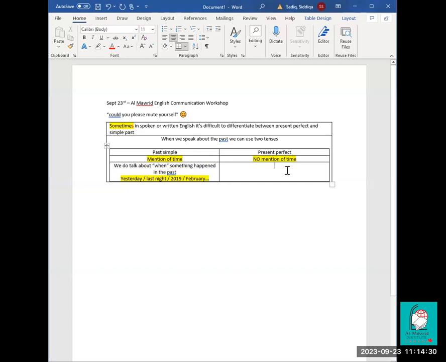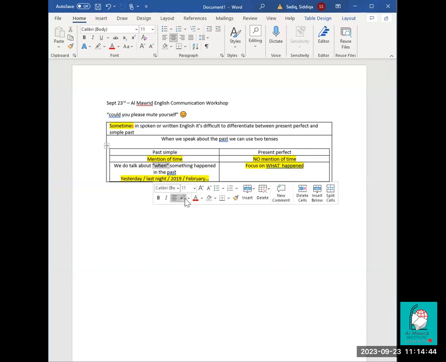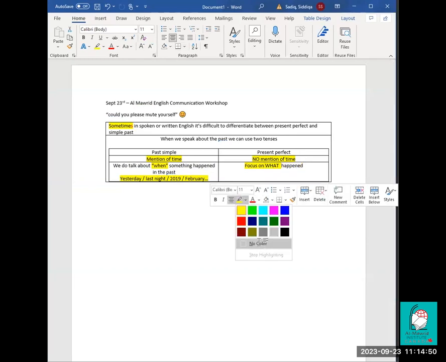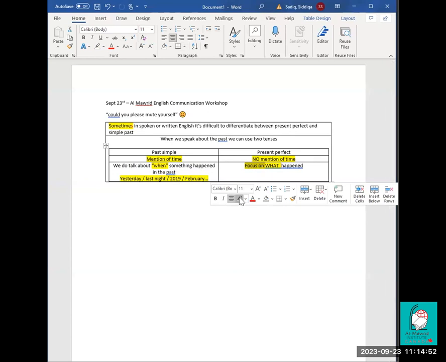When we talk about the present perfect, we don't mention when something happened. We focus on what happened, not when it happened. So here we focus on when, but here we focus on what. That is the first and most important key difference between the two.